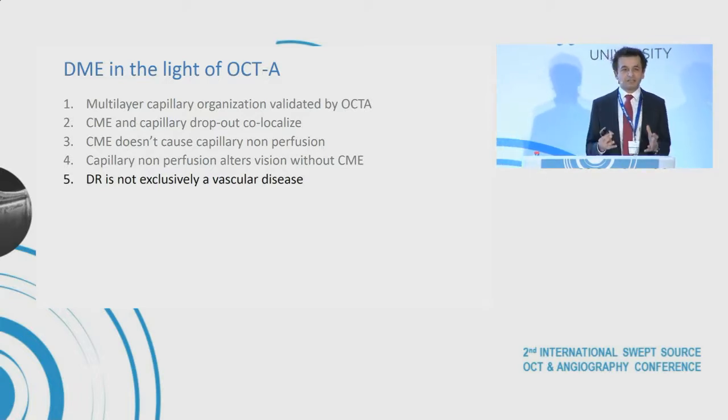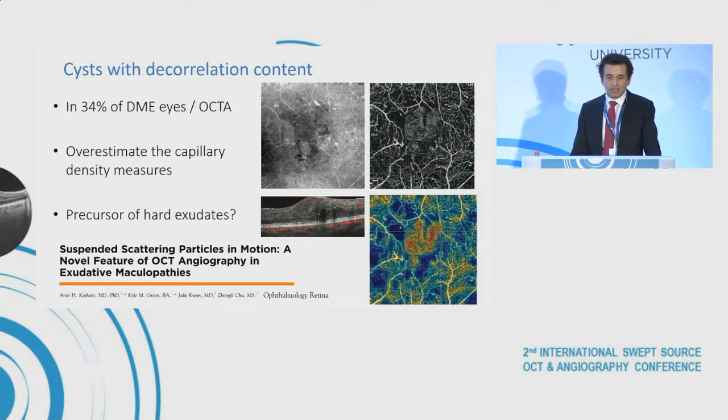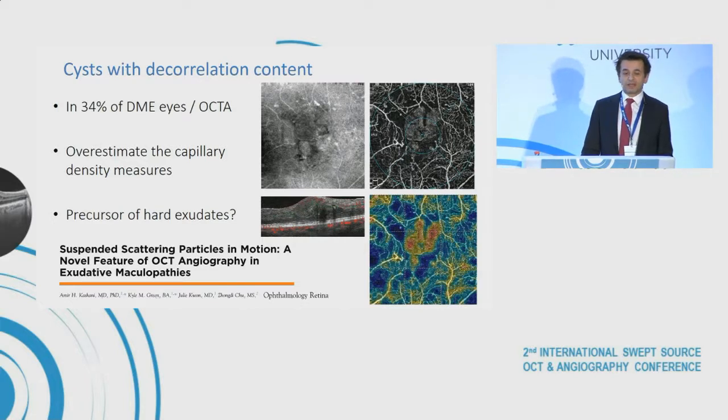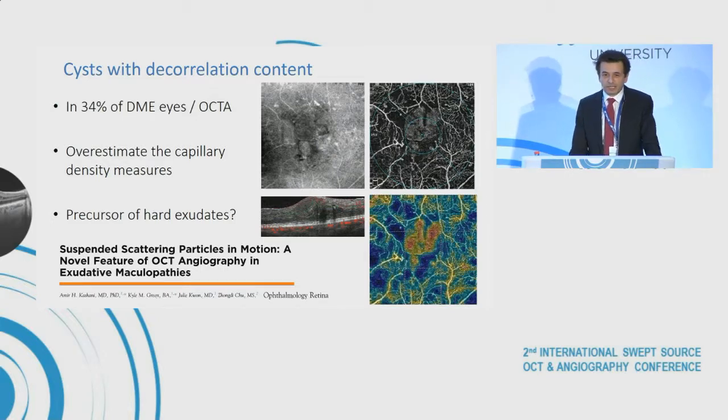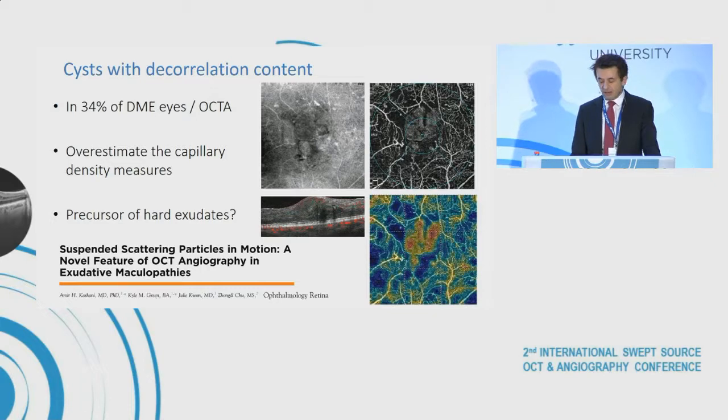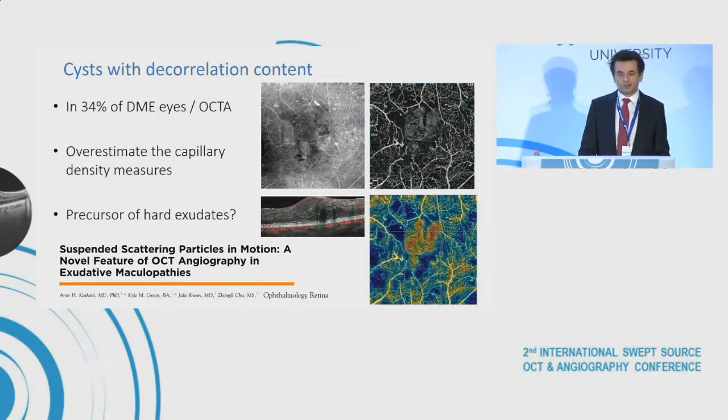It's not because we have OCTA, and now we can look at the vessels, that we can imagine that everything is explained by occlusion of vessels or circulation of vessels. There are other things, and vessels are here for other things too. By the way, we saw interesting things. We saw that some cysts decorrelate, and we found it in one third of diabetic macular edema. This could overestimate the capillaries, and we hypothesized that it could be related to a precursor of hard exudate. We haven't published it, but there have been very good publications by Amir Kashani. They have seen the same things and published it with a quite similar hypothesis.